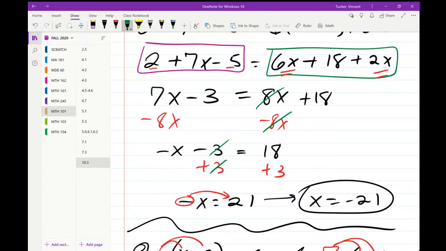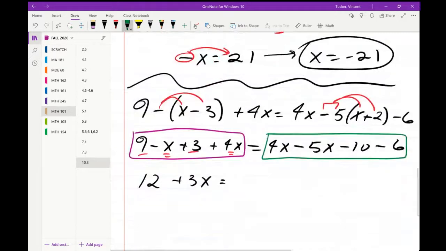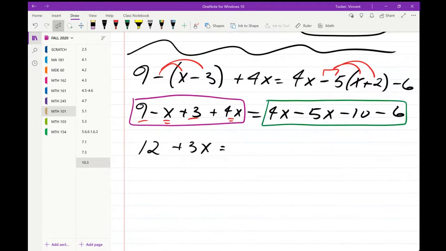All right. So that's when we got here. We have 9 minus the quantity of x minus 3 plus 4x equal to 4x minus 5 times the quantity of x plus 2 minus 6. And so we distributed the negative first and then distributed negative 5. So it gave us 9 minus x plus 3 plus 4x. Then 4x minus 5x minus 10 minus 6. And so what I was saying is that you need to combine like terms on both sides of your equation, just like before we look to move terms across the equal sign.